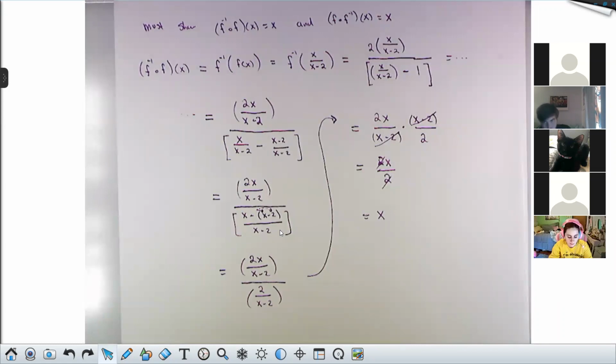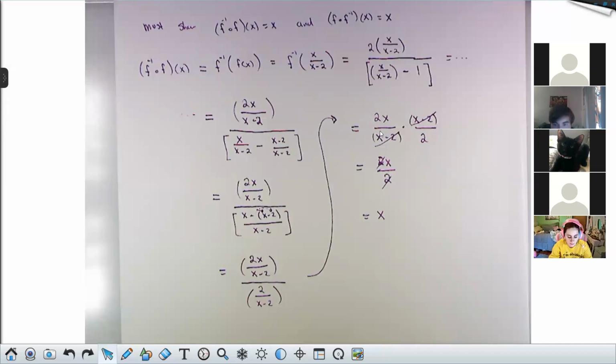Technically, to conclude that 100% for sure, we would also need to look at the other composite. I would need to plug them in the other way and show that that also simplifies to x. And like I said at the start, I'm not going to spend class time on it. It takes a while, right? It takes a little while.